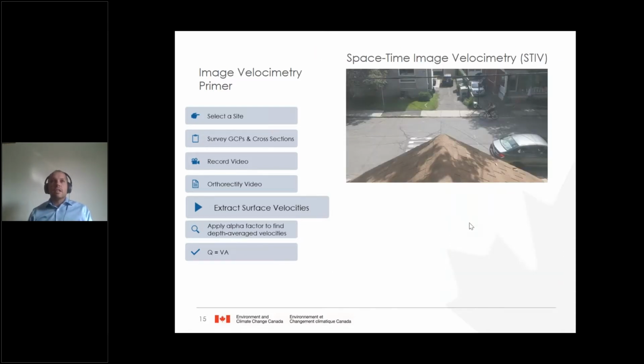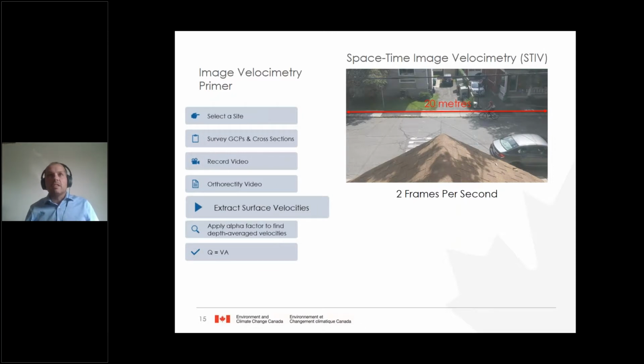So the next method is what's called space-time image velocimetry. And I've shown here a video of a cyclist. Imagine the cyclist is a particle flowing downstream, just to show you how the method works. So similar to LSPIV, you extract your frames. This video is taken at 2 frames per second. And then you've also orthorectified your image, so you have a distance.